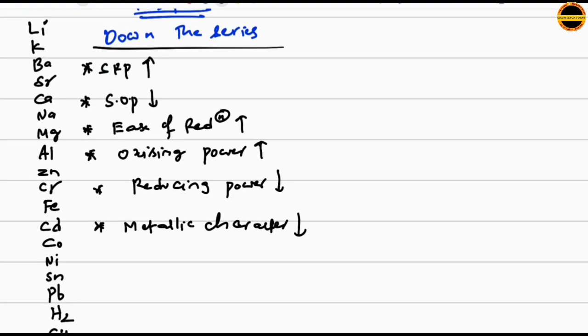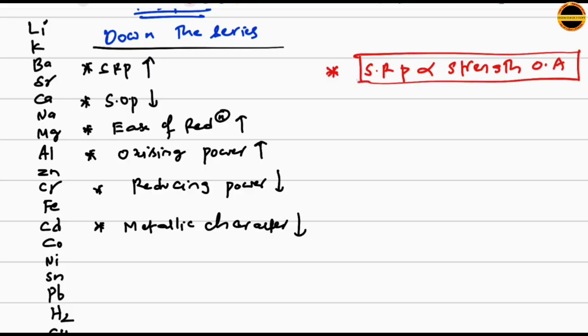SRP increases, SOP decreases, ease of reduction increases, oxidizing power increases, reducing power decreases, metallic character decreases. Here, one important statement: SRP value is directly proportional to strength of oxidizing agent. Most students have confusion here, but after watching this video, no more confusion. SRP is directly proportional to strength of oxidizing agent.